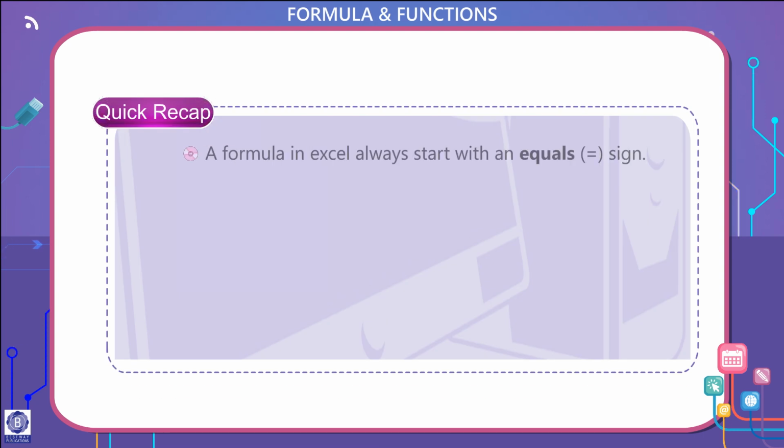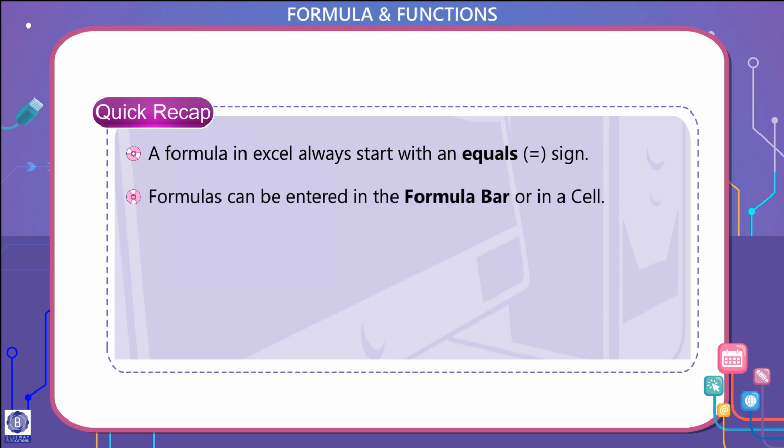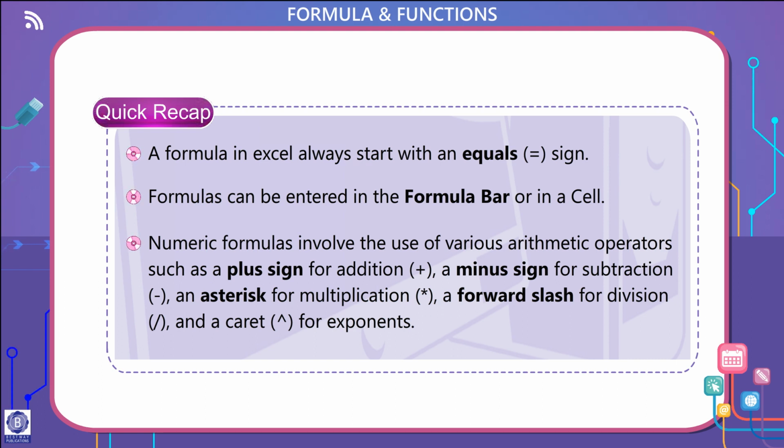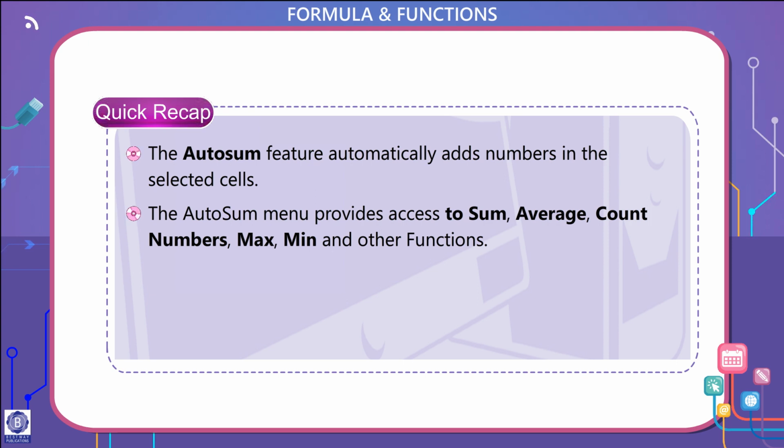Quick recap. A formula in Excel always starts with an equal sign. Formulas can be entered in the formula bar or in a cell. Numeric formulas involve the use of various arithmetic operators such as a plus sign for addition, a minus sign for subtraction, an asterisk for multiplication, a forward slash for division, and a caret for exponents. The AutoSum feature automatically adds numbers in the selected cells. The AutoSum menu provides access to sum, average, count numbers, max, min, and other functions.